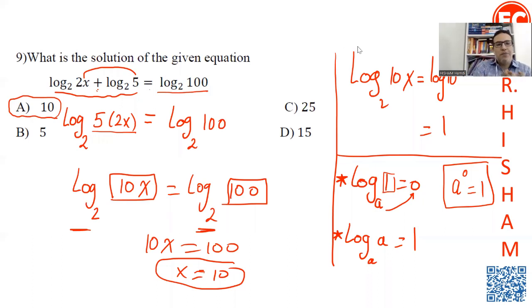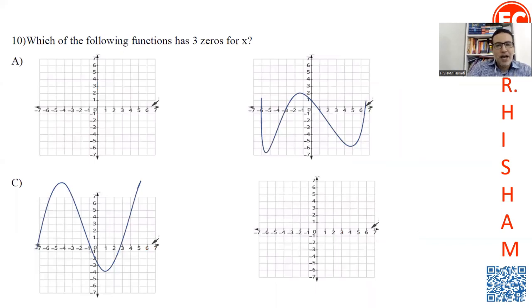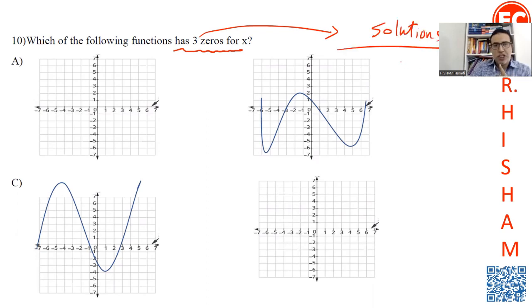Let's go to question number 10, and he is asking about the number of zeros. If I'm asking about 3 zeros, it means the intersection points with the x-axis, or the solutions. So he may use the word solutions if it's an equation. If it's a function, he may use the word roots. He may use the word factors. All of these words mean the intersection points with the x-axis.